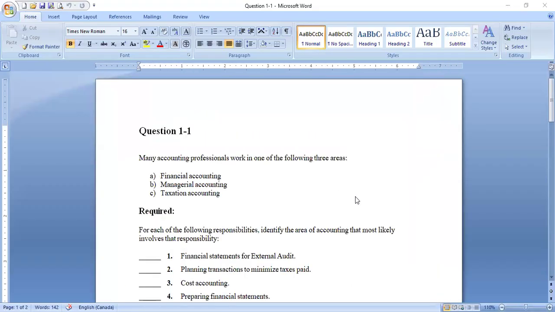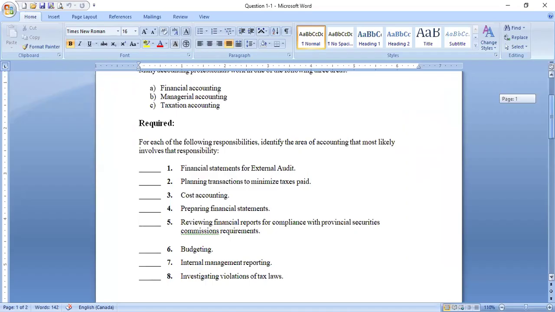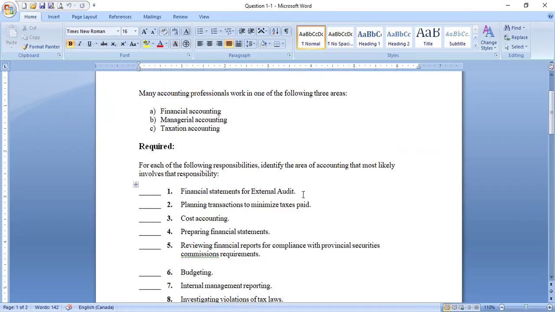From those three options that we have, financial, managerial, and taxation, for each of the following responsibilities, identify the area of accounting that most likely involves the responsibility. If you see financial statements for external users, which one will that be? Financial, managerial, taxation. Financial, yes, A. Planning transactions to minimize tax paid. Most likely that will be taxation, right? Because everything is involved with the tax paid.